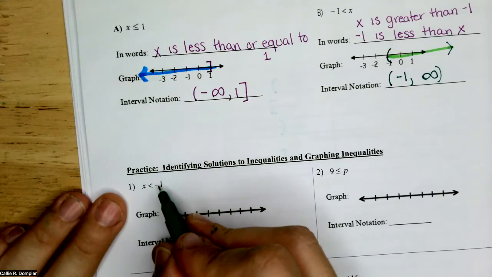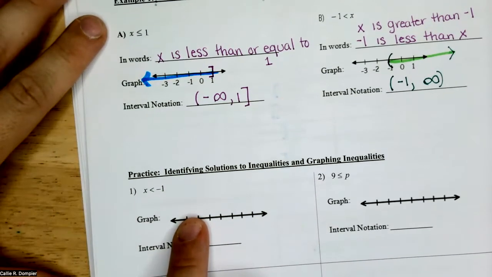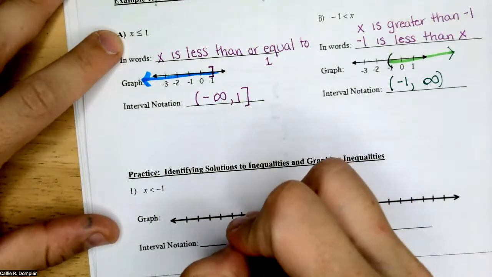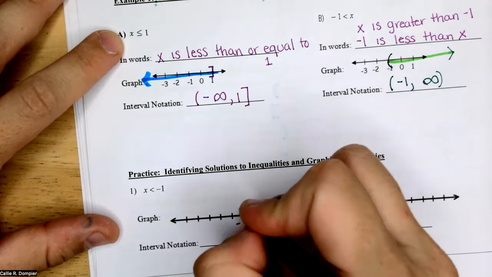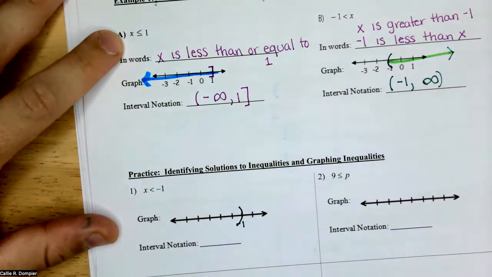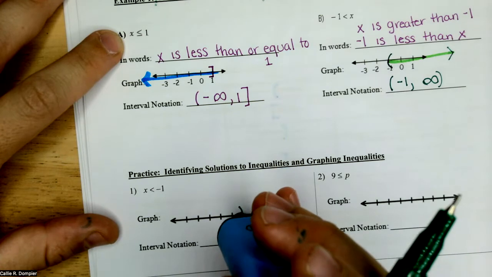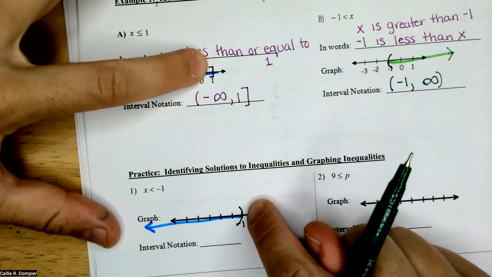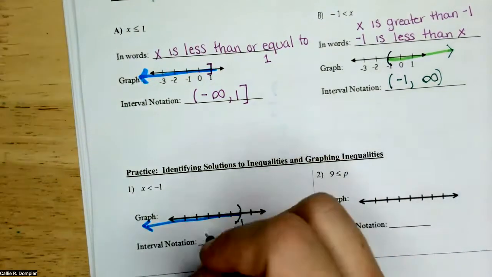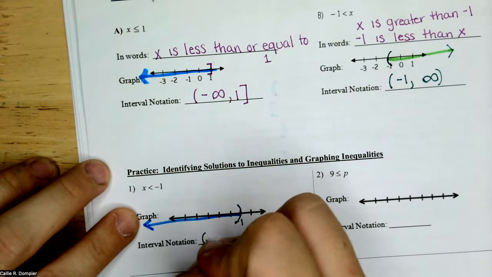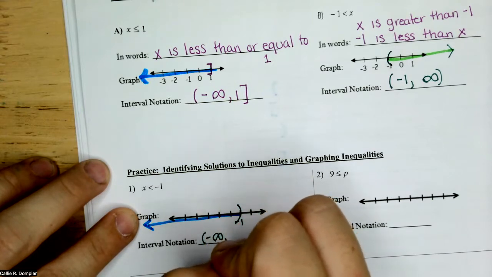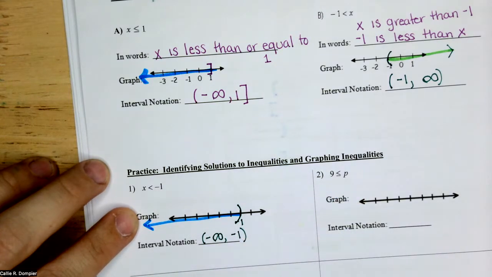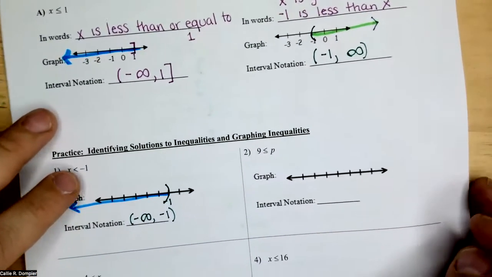X is less than -1. So here it's similar to this one. X is less than or equal to -1, but not the same, right? So here's -1. You can put it anywhere. It's less than. So it's that same arrow going to the left, but this is not a bracket, it's parentheses. Good. Interval notation. I see an arrow going towards negative infinity, so I write negative infinity, and then it ends at -1. It does not include -1, so it's a parenthesis.